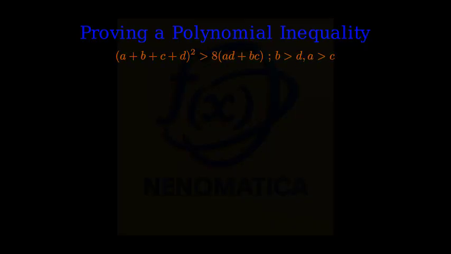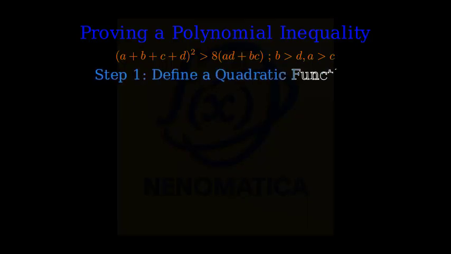Welcome to this mathematics video. Today we're going to prove the following inequality. The square of the sum of a, b, c, and d is greater than 8 times the product of (ad plus bc), given that b is greater than d and a is greater than c. Let's approach this problem step by step.